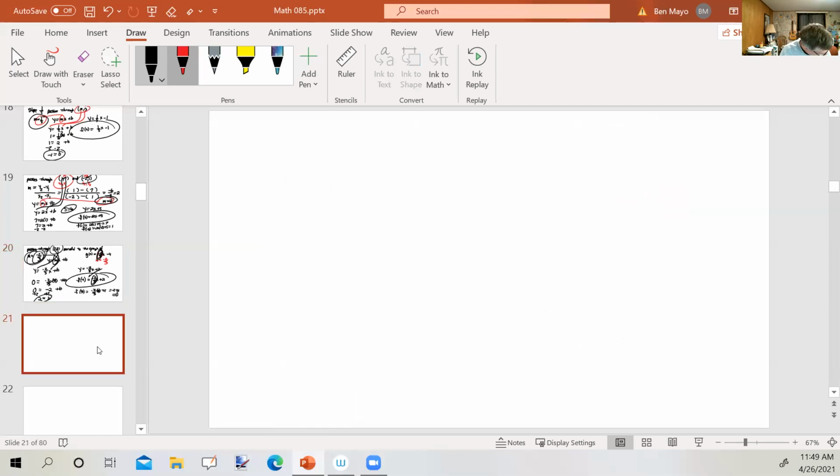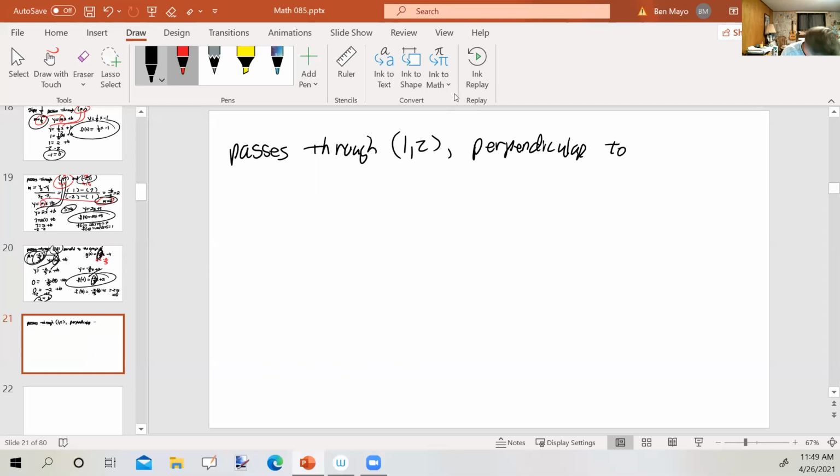And let's see, here's another example. This one says it passes through the point 1, 2, and it's perpendicular to the graph of g of x equals negative x over 6 plus 1.